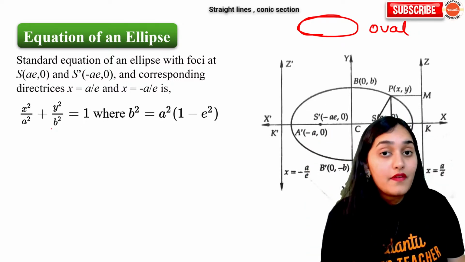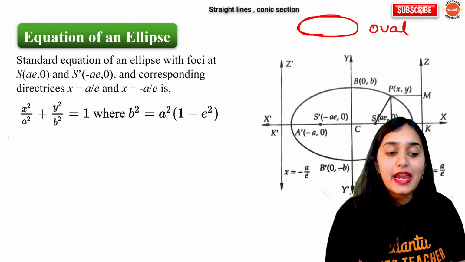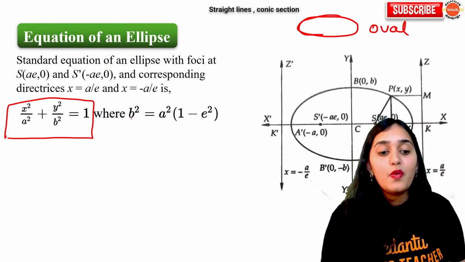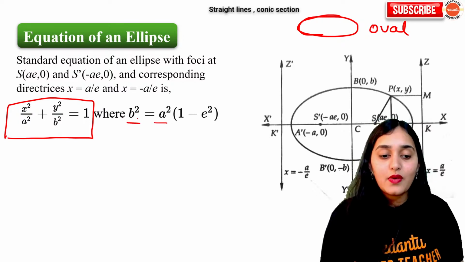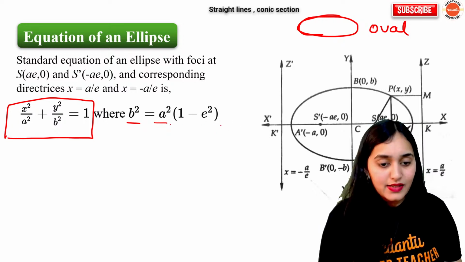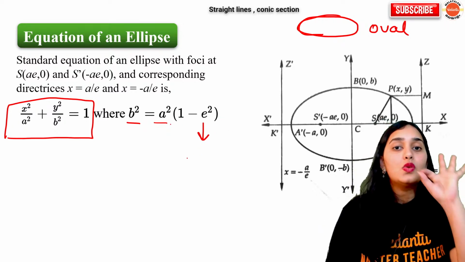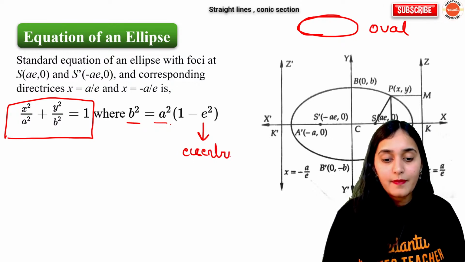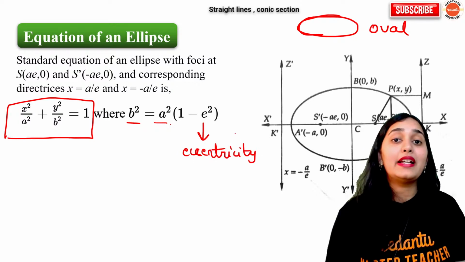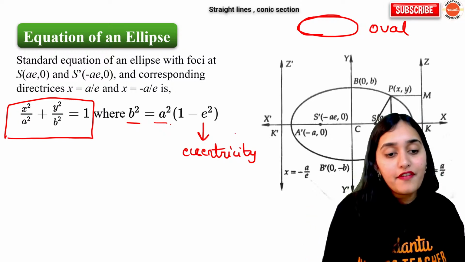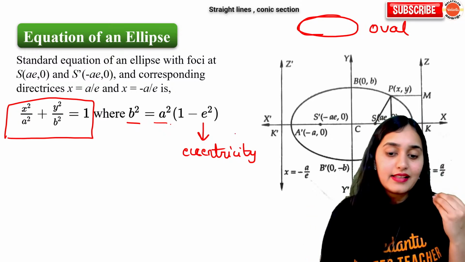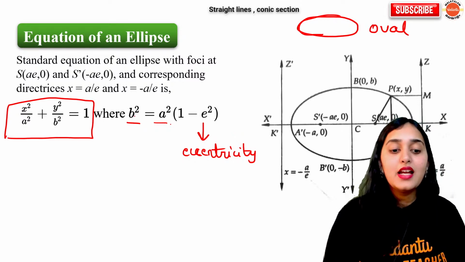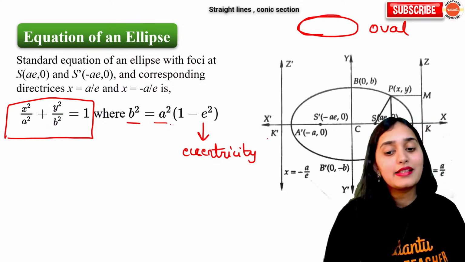Now the equation of the ellipse is x square upon a square plus y square upon b square is equal to 1, where the relationship between b square and a square is b square is equal to a square into (1 minus e square). Now what is e? Super important term, eccentricity. They will ask you so many times, what is the eccentricity of the ellipse? So eccentricity of the ellipse is e. Okay, and how do you find e? b square is equal to a square into (1 minus e square).